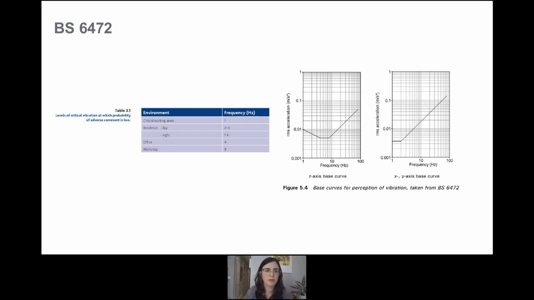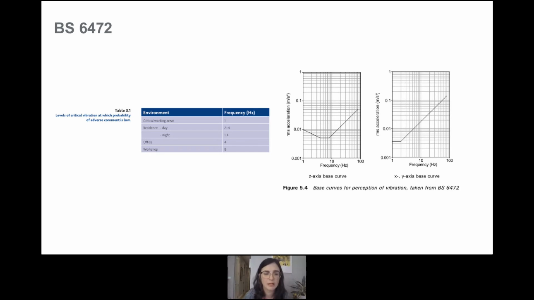And then this is a similar one, the British Standard 6472. One of the main differences between the US codes and the UK codes is the US codes work in peak acceleration, whereas the UK codes work in RMS, root mean square acceleration. Since it's all about perception and a threshold of perception, it doesn't really make a difference. They're more or less the same concept. As long as you're consistent through your calculations, you can use either.